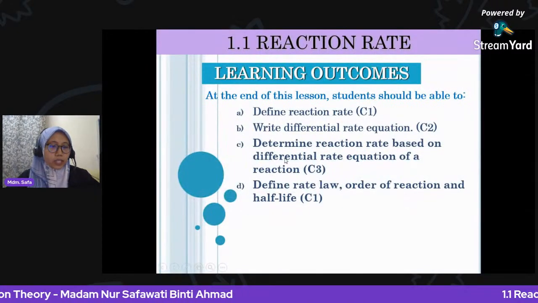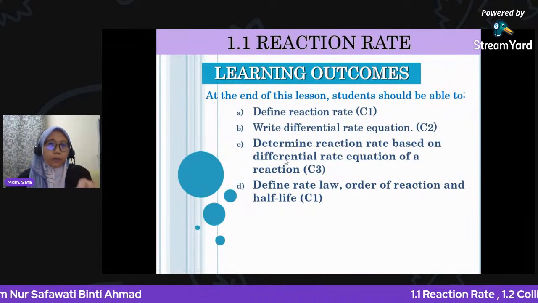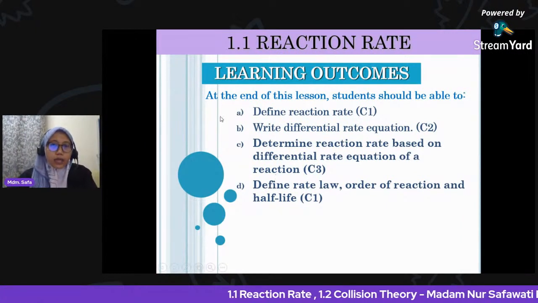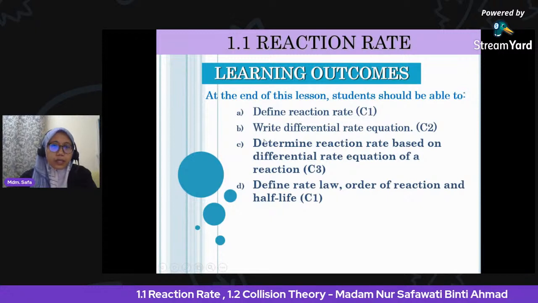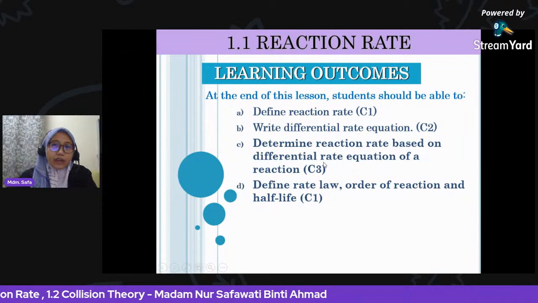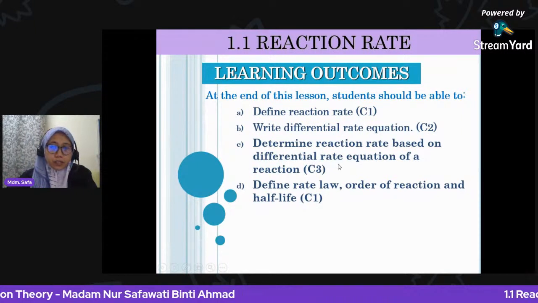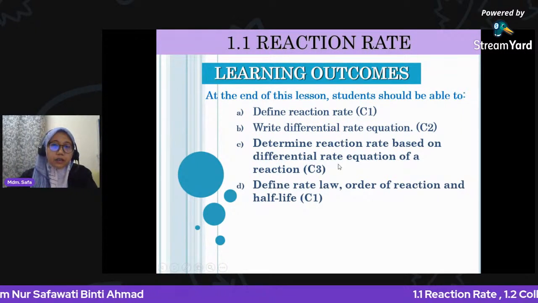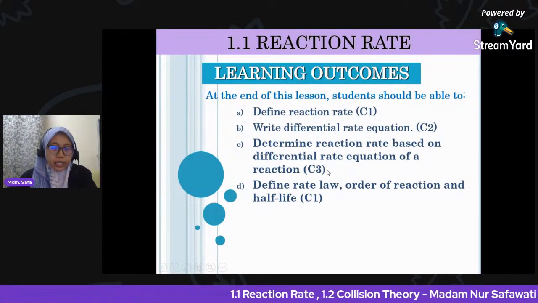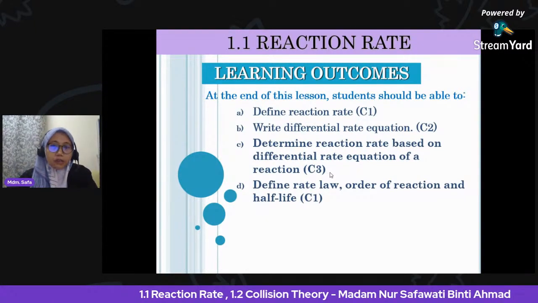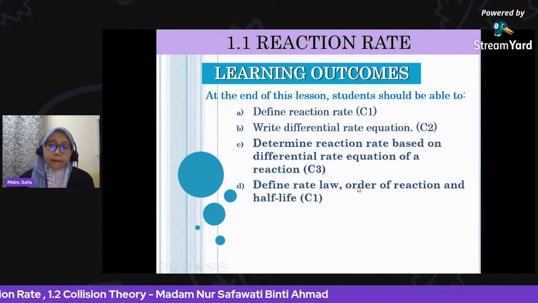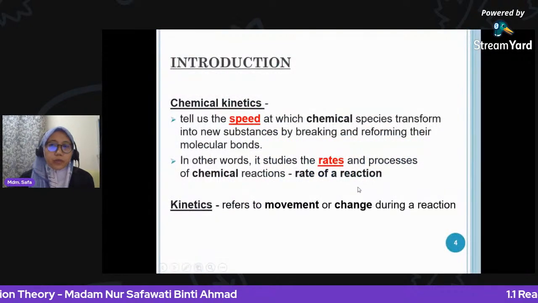Let's look at the learning outcomes for 1.1. I will teach A to D only. A, define reaction rate. B, write the differential rate equation. C, determine reaction rate based on the differential rate equation of a reaction. This is C3, but I will cover it as well, it's easy. And D, define rate law, order of reaction and half-life. Alright, let's start.